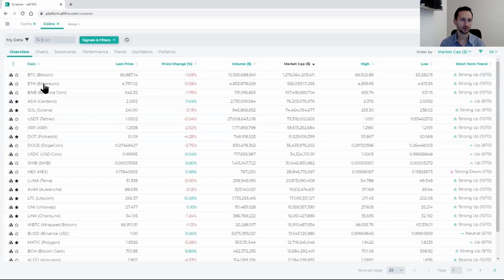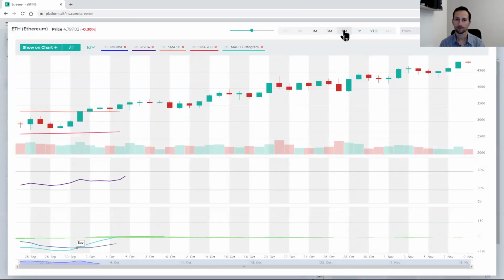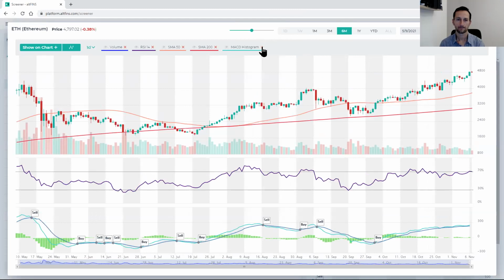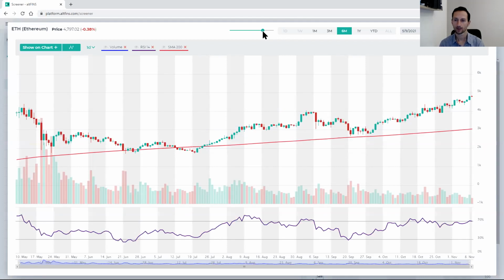Let's look at the last one, Ethereum. This has been on a tear as well. And what we said in our curated chart, which you can also take a look at, is that 4,400 was the resistance level, which would have been about right here.